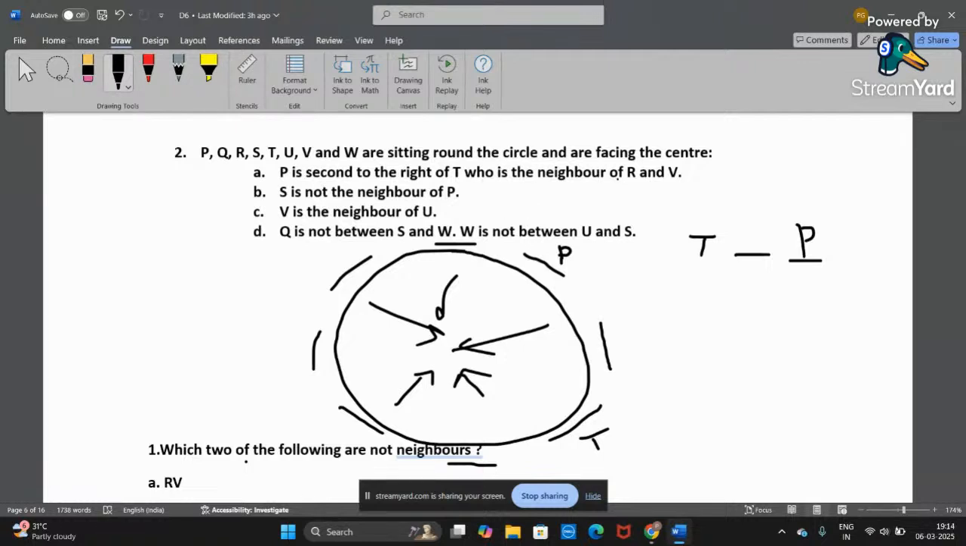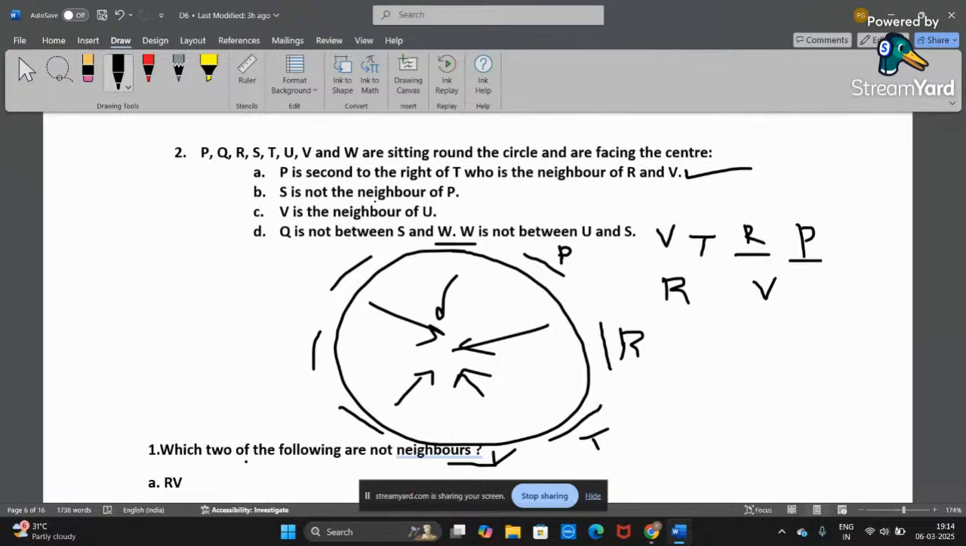Who are the neighbors of R and V? This T person's neighbors are, let's write it down, R and V. The possible way is, here it can be R and here it can be V. So let's write it down. R. T's neighbors are R and V. Right? Okay. This first statement is done.